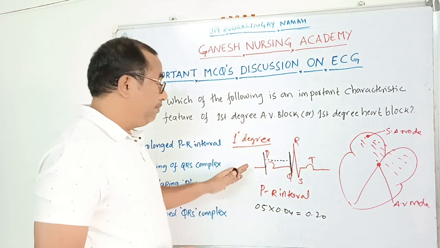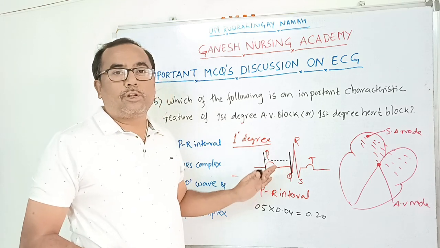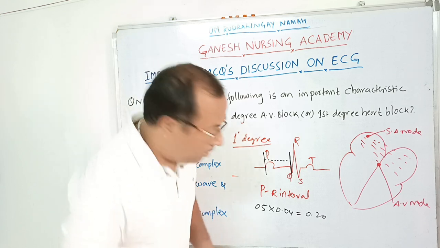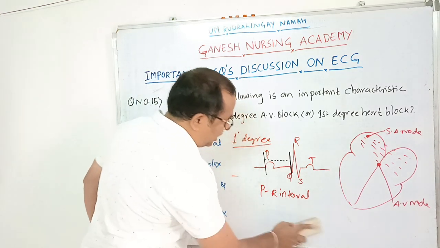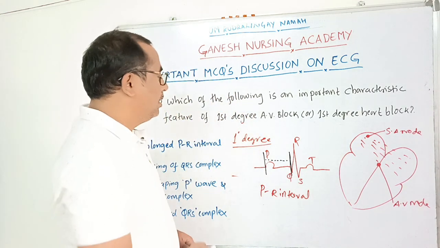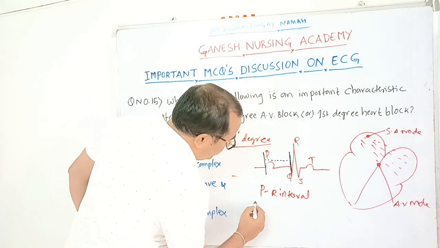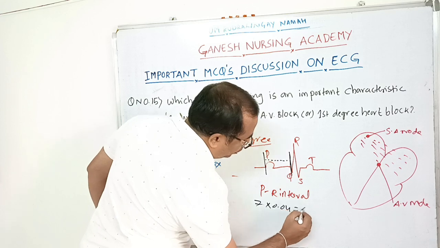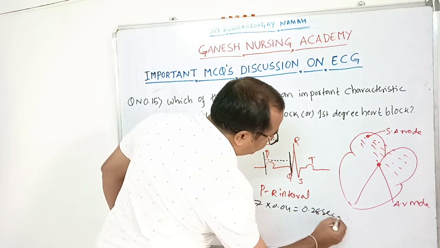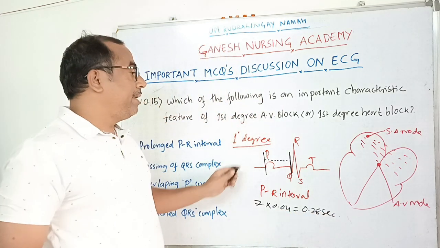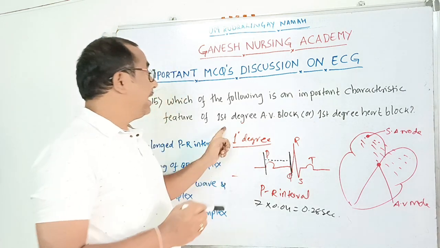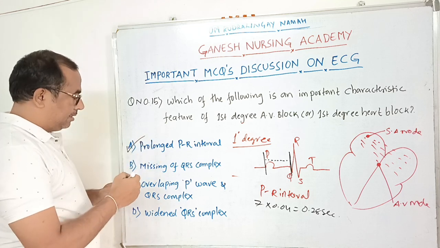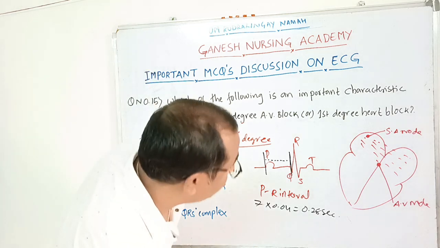Here the normal PR interval is 0.12 second to 0.20 second. In first degree AV block, it is more than 0.20 second. You can see there are 6 or 7 boxes. Suppose there are 7 boxes, 7 into 0.04, it is 0.28 second. So prolonged PR interval is one of the important characteristics of first degree AV block. So this is the right option. Now let us see the missing of QRS complex.